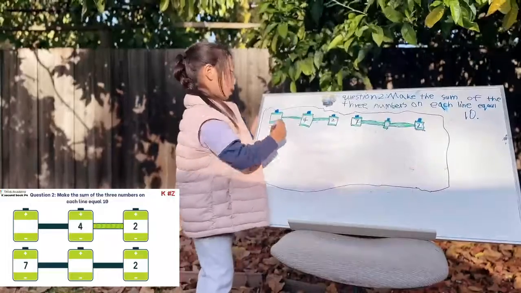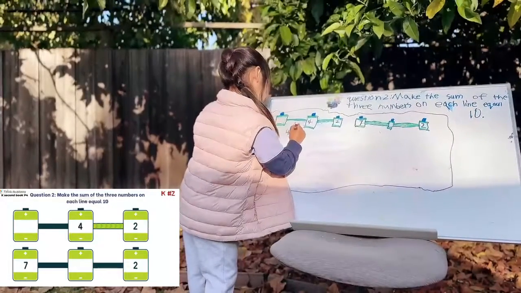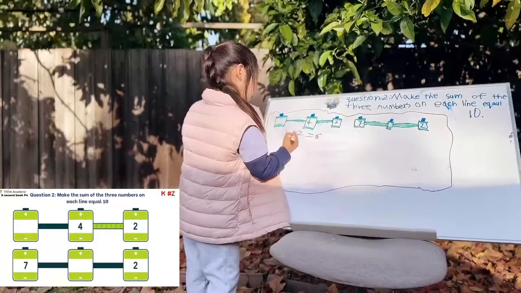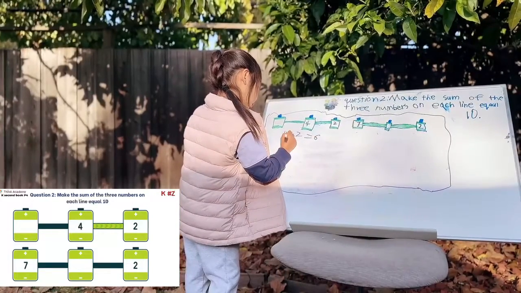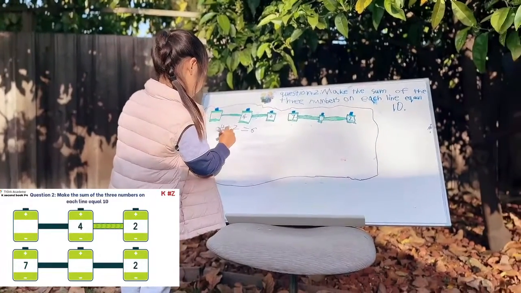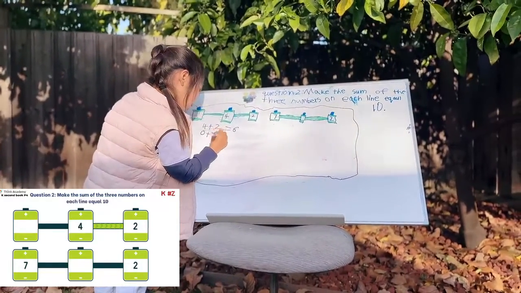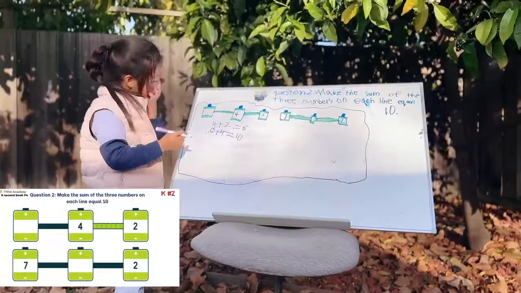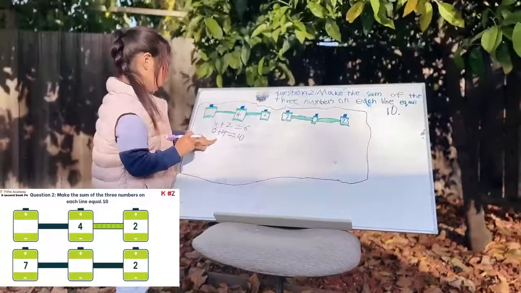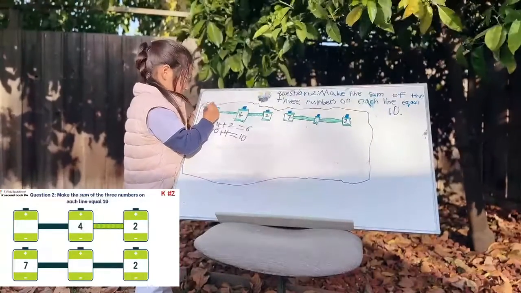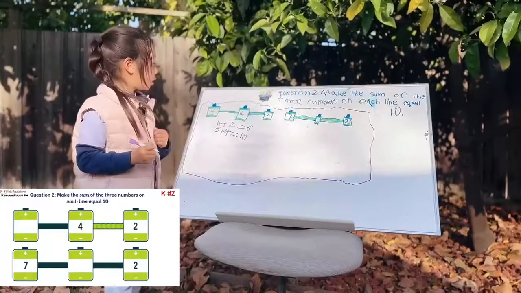So we know that 4 plus 2 equals 6, and 6 plus 4 equals 10, and now we just need to take this second number of the second sentence into the blank. Now we know the answer of the first question is 4.